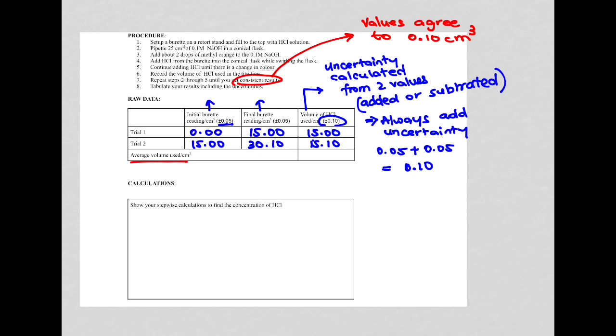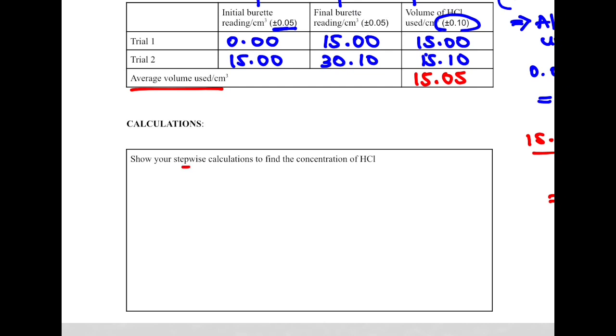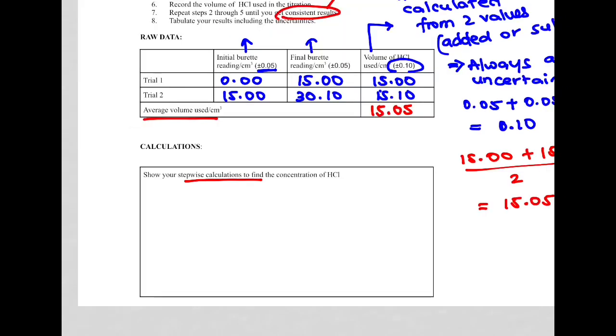Average volume will be an average of these two values like this. And now I'm going to show my stepwise calculations. And one thing, note that the average value is also to 2 decimal places. So throughout my table, the decimal places are consistent.